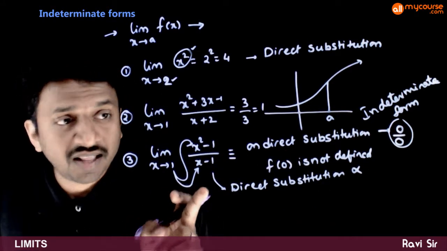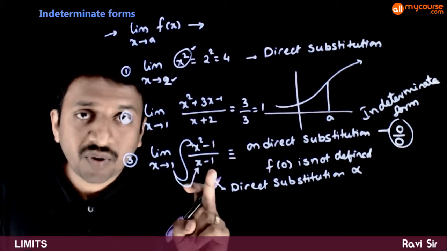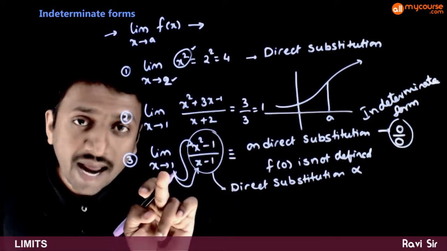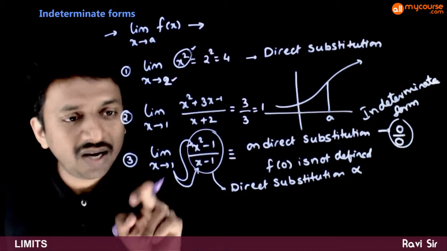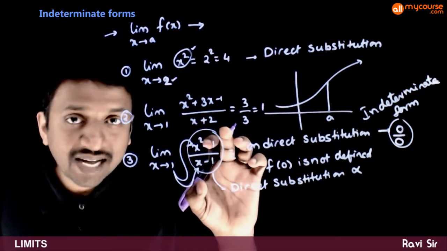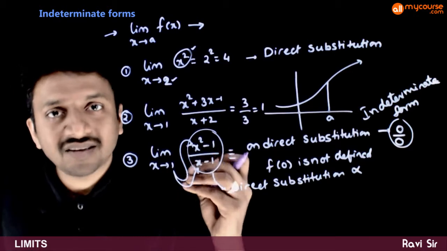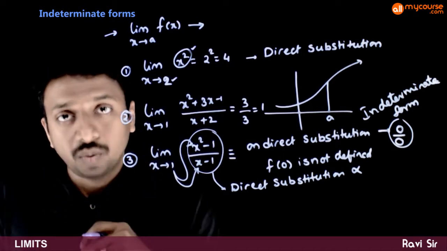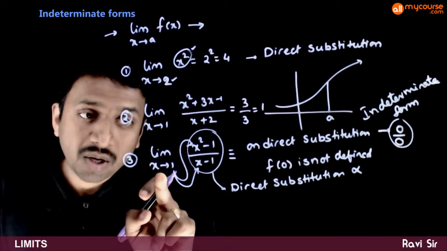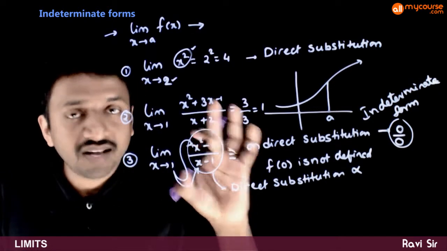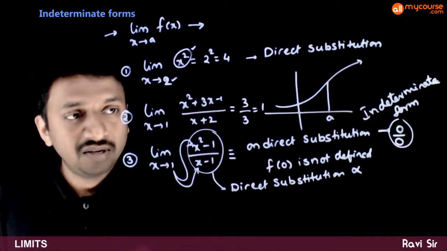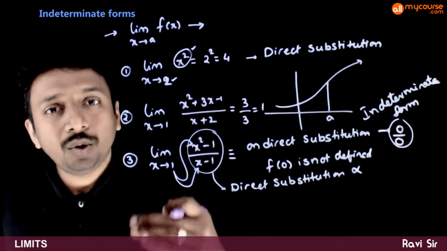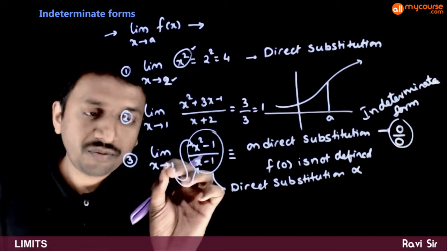But you cannot say that the limit does not exist, because when you are talking about a limit, you're talking about what happens to this function in the neighborhood of 1. I don't really need what is happening at exactly 1. At exactly 1, you're getting 0 by 0, which means the function is not defined there. But as x is getting closer and closer to 1, if x is not equal to 1, where does the function go? Whenever you get an indeterminate form on direct substitution, you need to do further analysis of the function to find what is happening in the neighborhood.